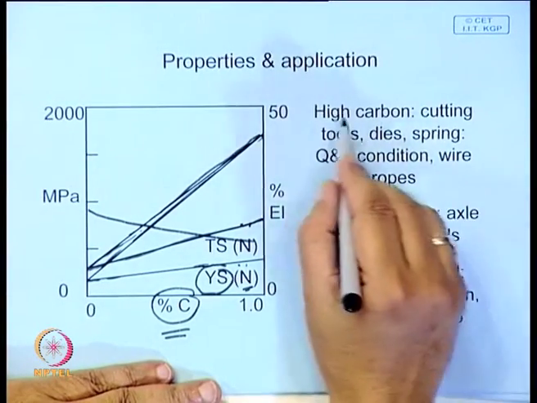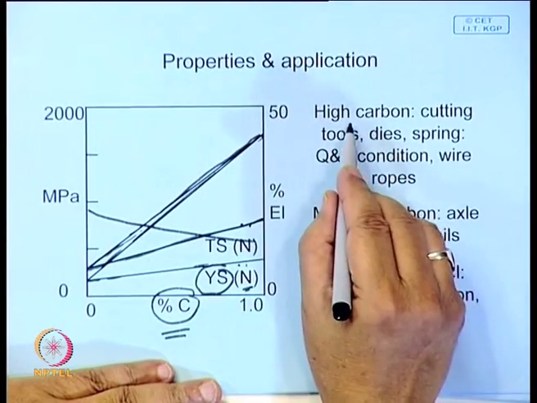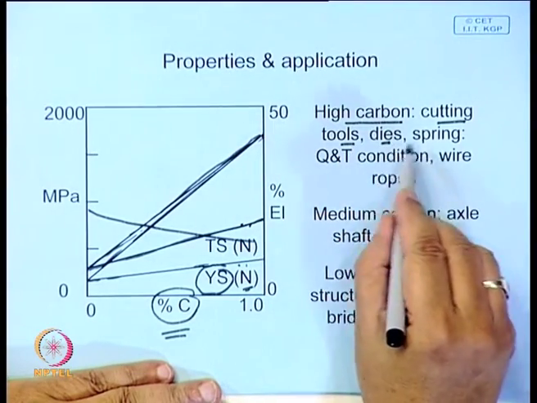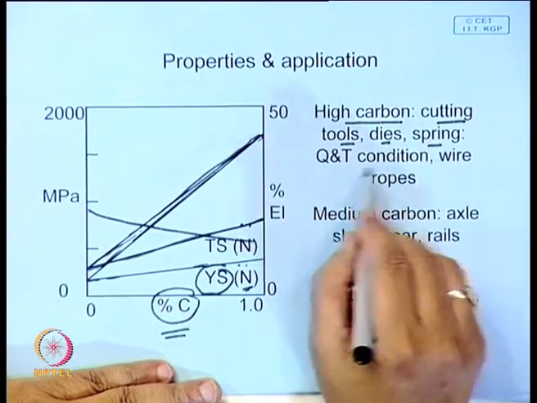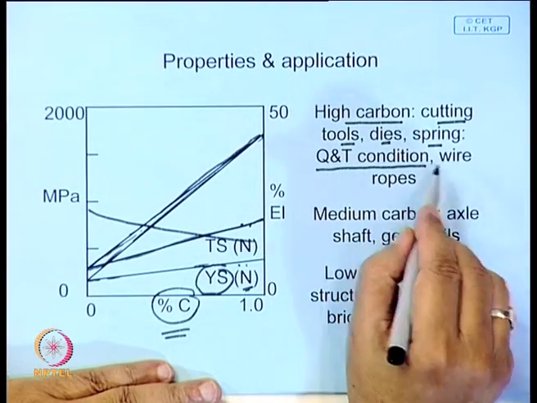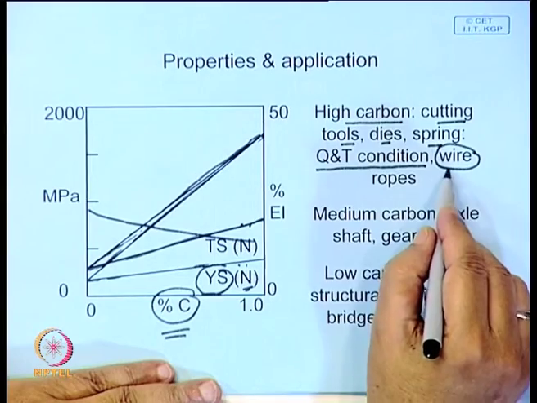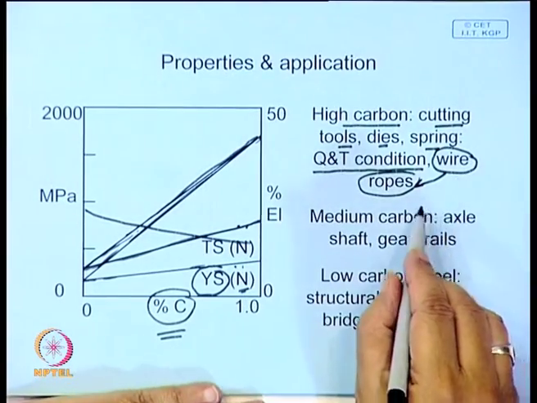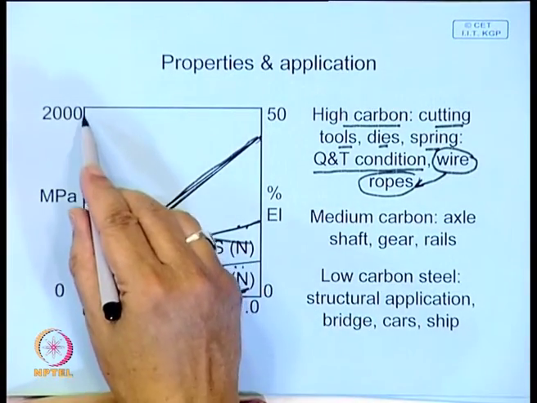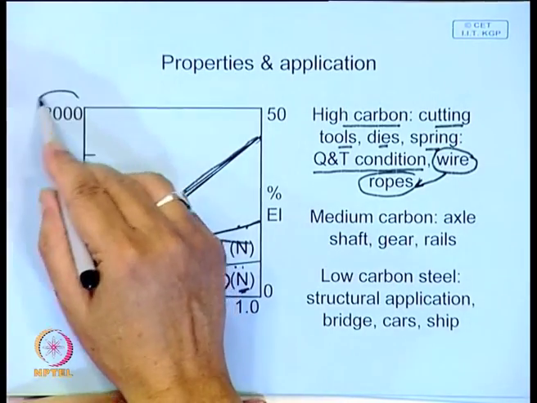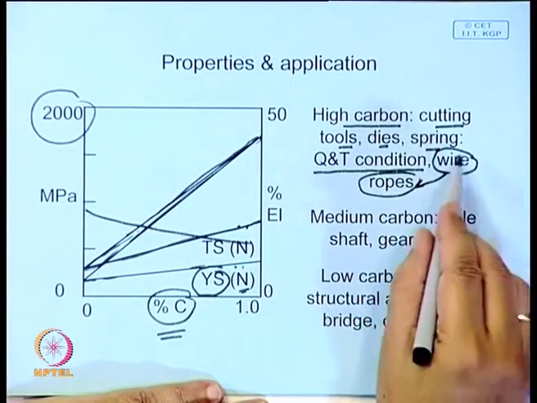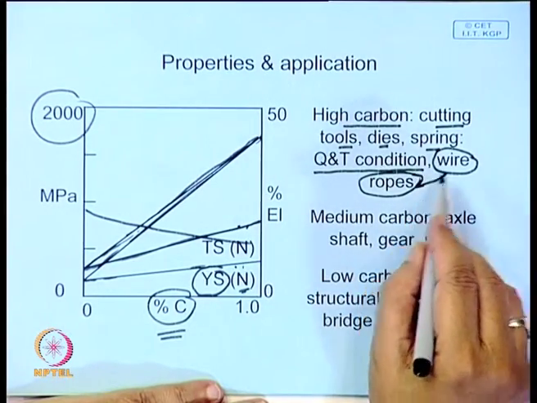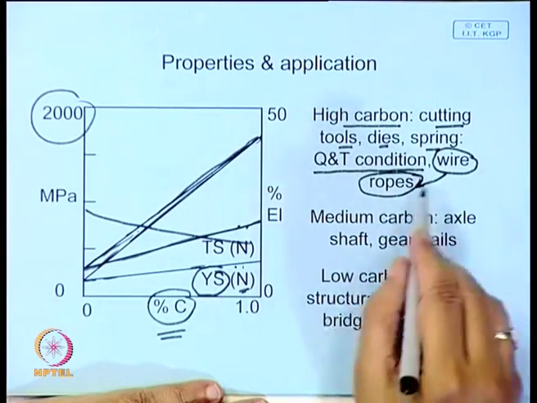To sum up, you see some applications which are listed here: high carbon steel, particular application, cutting tools, dies, then springs, they are used in quench and tempered conditions. We have wire ropes, these are also high carbon steel, but they are given a very special heat treatment. We will learn about it a little later, and here the strength can be as high as around 2000 MPa, and they are used for wire ropes and load carrying, even rope bridges are made up of these types of steel.